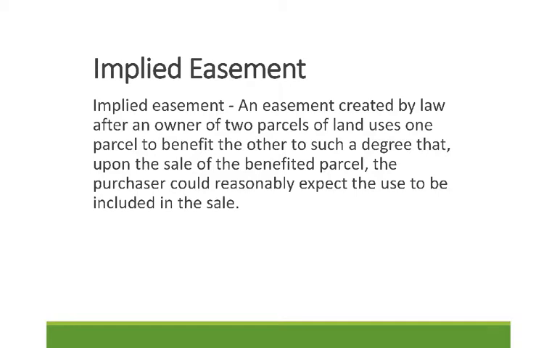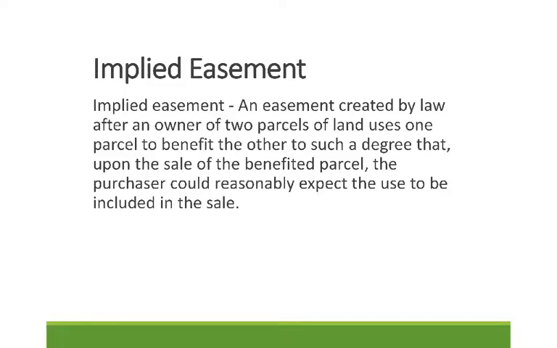This next case that we're going to discuss deals with an implied easement by prior existing use. An implied easement is an easement that's created after an owner of two parcels of land uses one parcel to benefit the other parcel to such a degree that upon the sale of the benefited parcel, or the dominant parcel, the purchaser could reasonably expect the use to be included in the sale.